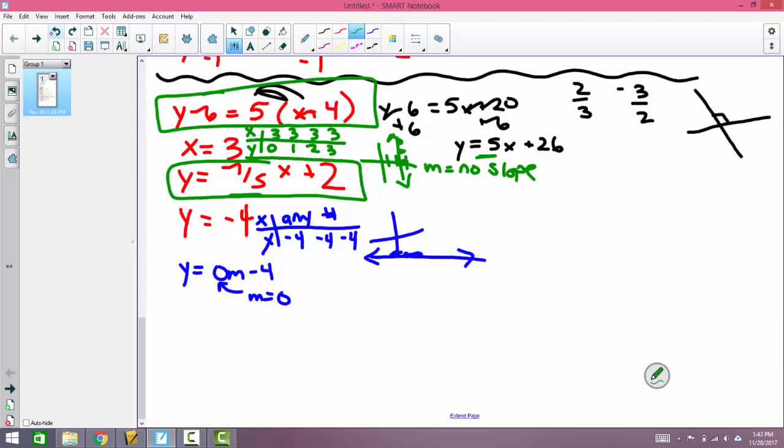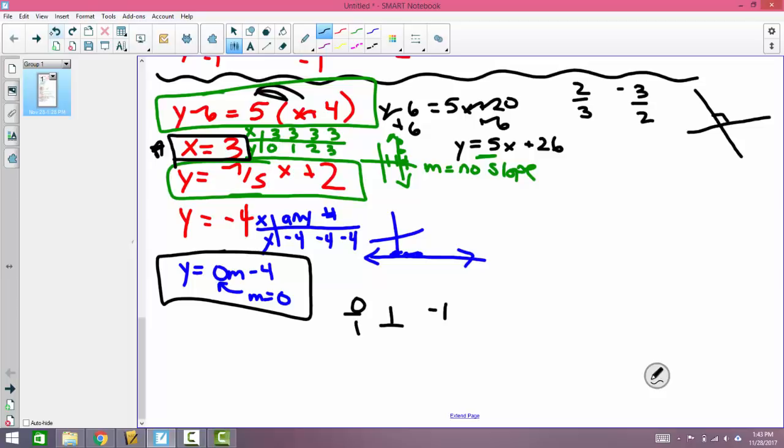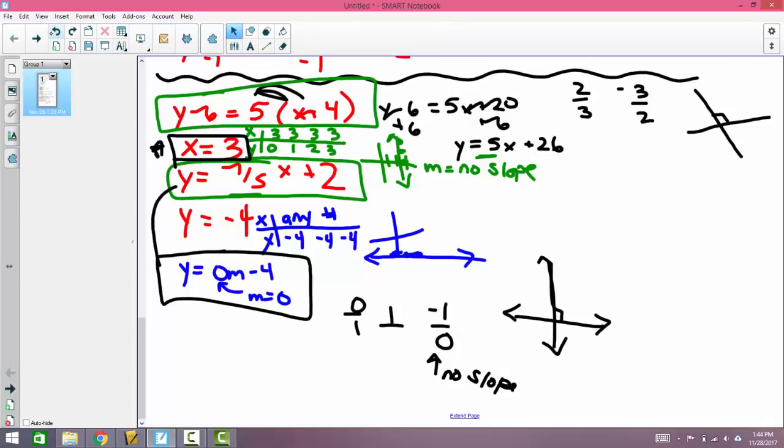Now this is excellent and very cool because a slope of 0 and a slope of no slope are also perpendicular, because 0 over 1 is perpendicular to negative 1 over 0, because that is no slope. If you think about it, a horizontal line and a vertical line will hit at a 90-degree angle. So this is also a pair. Both things are matched up.